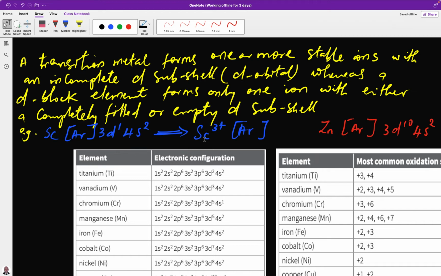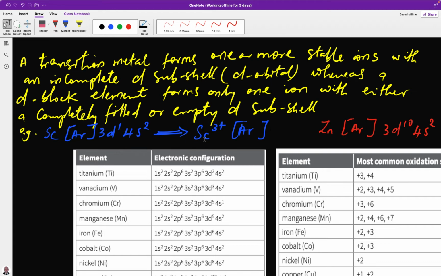Well, some examiners will take that. If you say a transition metal forms colored compounds, acts as a catalyst, forms variable oxidation states and forms complexes, whereas d block elements do not, at a certain level some examiners might take that. But what I give here is: a transition metal forms one or more stable ions with an incomplete d subshell, whereas a d block element forms only one ion with either a completely filled or empty d subshell.